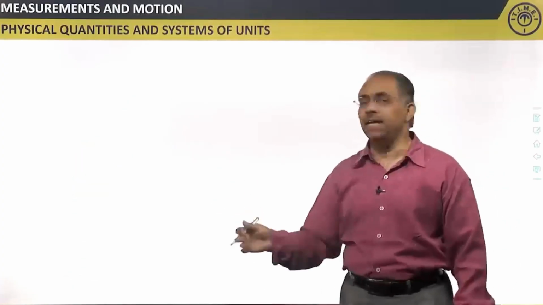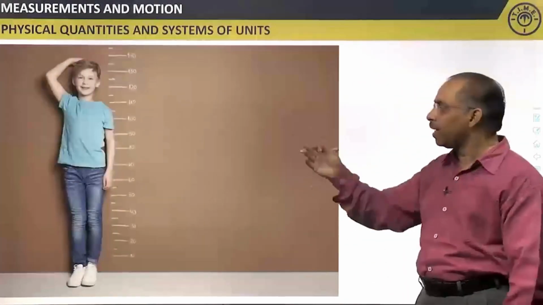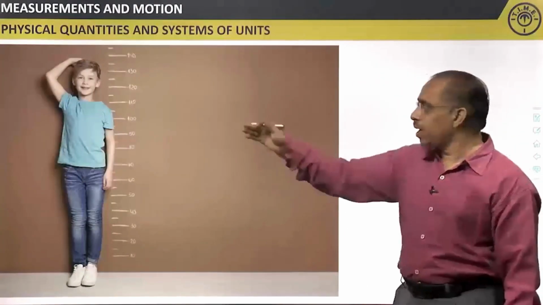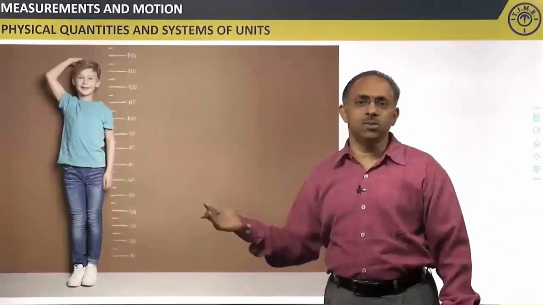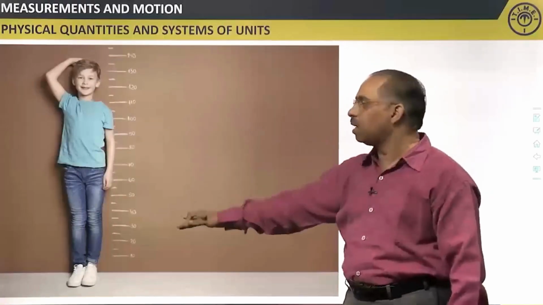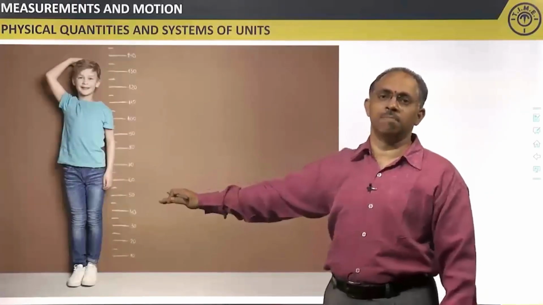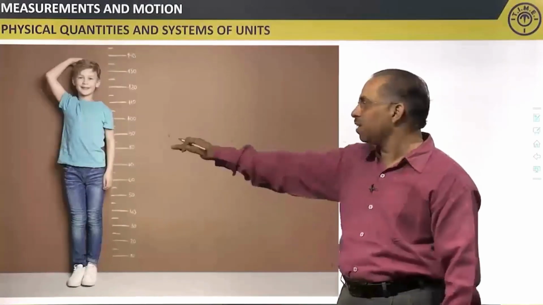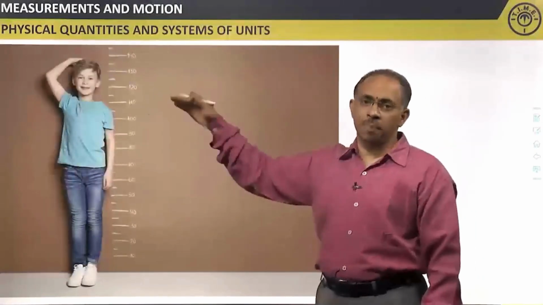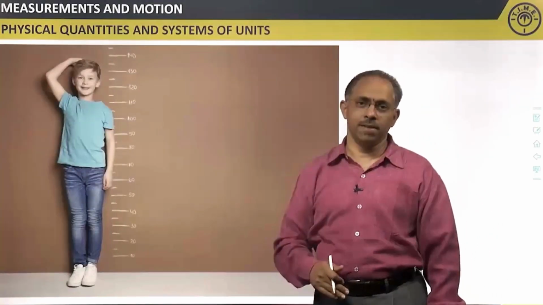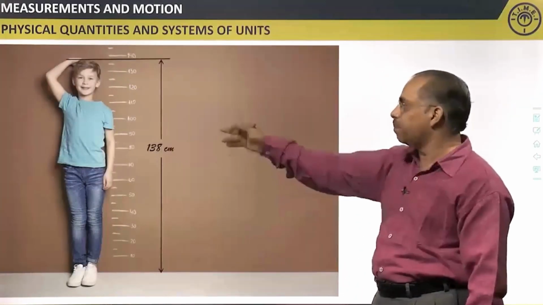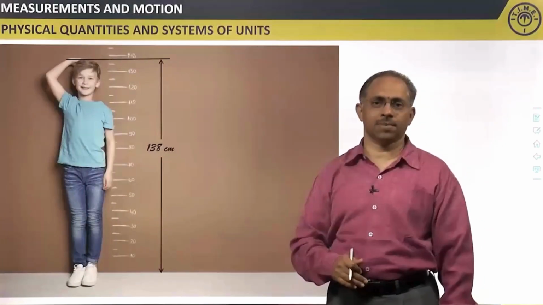Now, for example, if I wanted to understand what exactly is measurement, look at this boy here. He is trying to measure his own height. What is he doing? There is a scale drawn up on the backdrop over here, maybe on the wall, and he is trying to stand beside that and put his hand over his head and measure it. Let us say his height is approximately 138 centimeters.